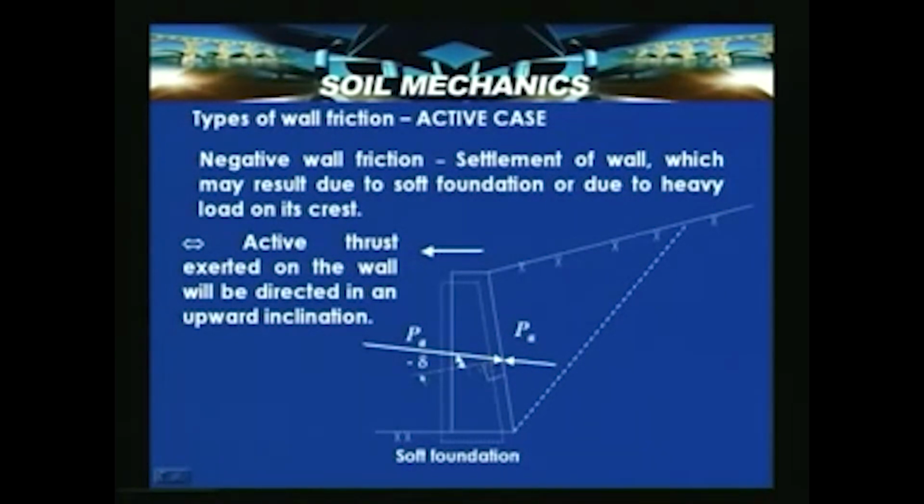This is the line perpendicular to the wall face, and if the thrust is above this particular line, then that is indicated as minus delta, called the negative wall friction angle. The negative wall friction angle case can arise if the wall is resting on a soft foundation or being settled because of the heavy load on the crest of the wall. In such a situation, when the wall moves outward, the moving soil exerts an upward drag.